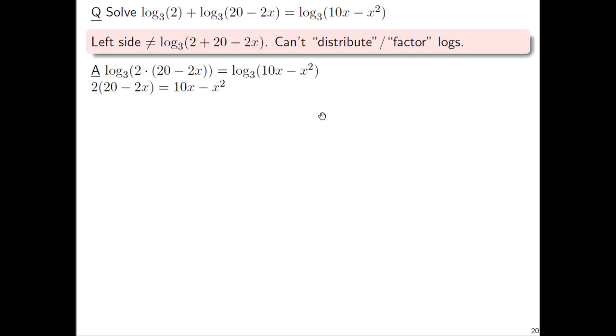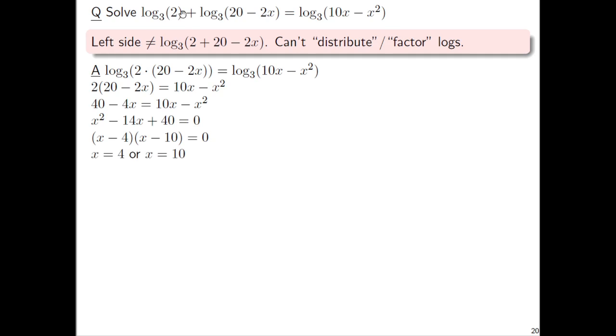Now we actually have a quadratic equation. It's easier to spot once you distribute the 2. So 40 minus 4x equals 10x minus x squared. Add and subtract terms on both sides to have a 0 on one side. x squared minus 14x plus 40 equals 0. If the left side doesn't factor, we can always complete the square, but the left side does factor. x minus 4 times x minus 10 equals 0. So we get x equals 4 or x equals 10.